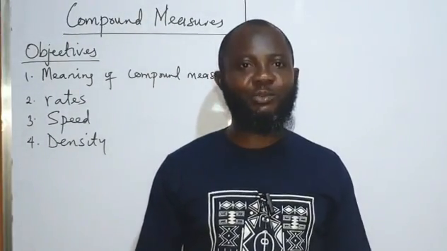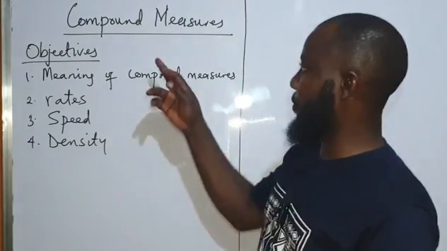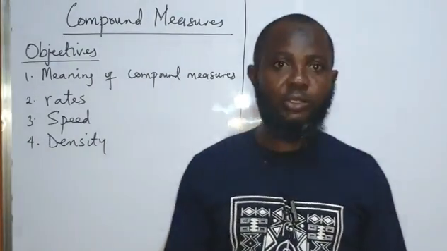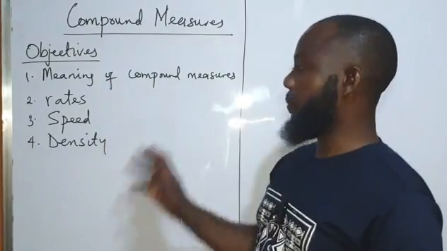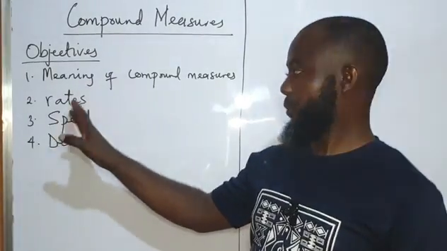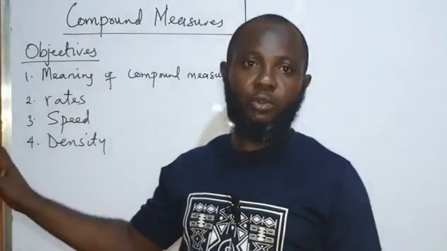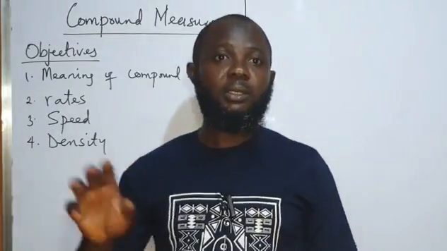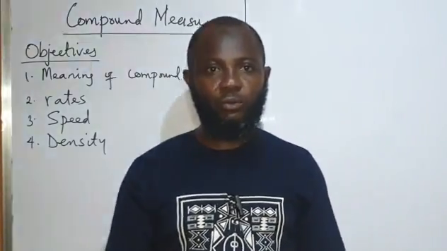So in this class, we'll be looking at another topic, and that is compound measure. As you can see from the board here, compound measures. Under it, we'll be looking at the following. We look at the meaning of compound measures. We look at rates, speed, and density. We'll see if it's possible for us to cover everything in this video. But if not, we have to produce another video for it.